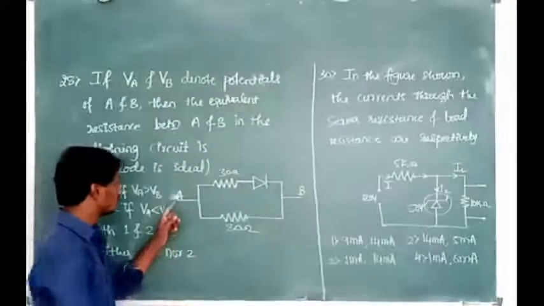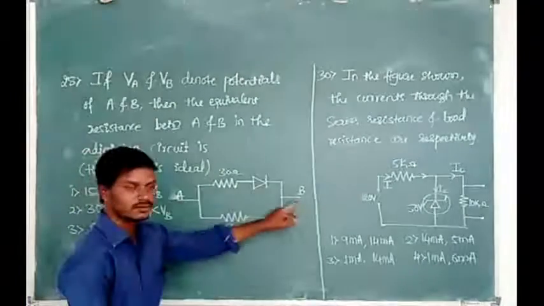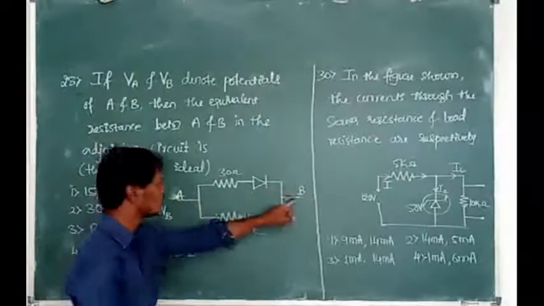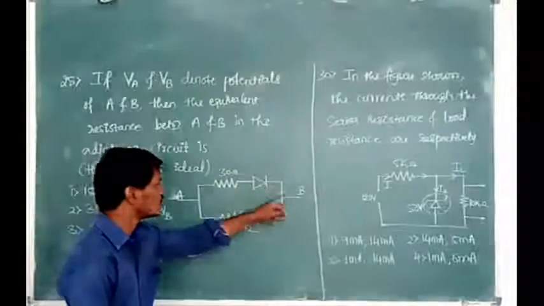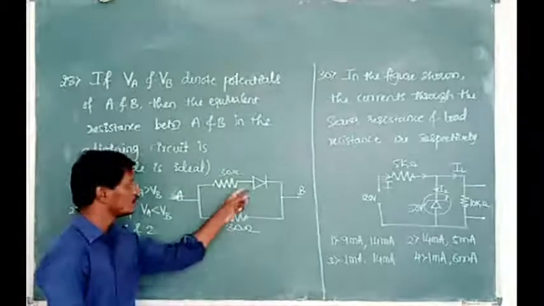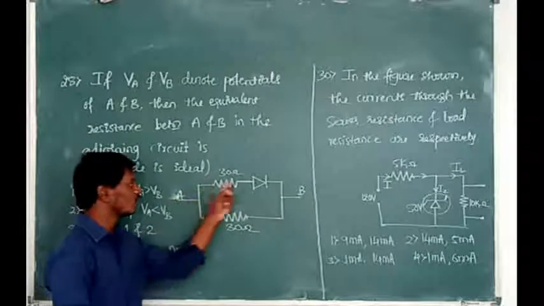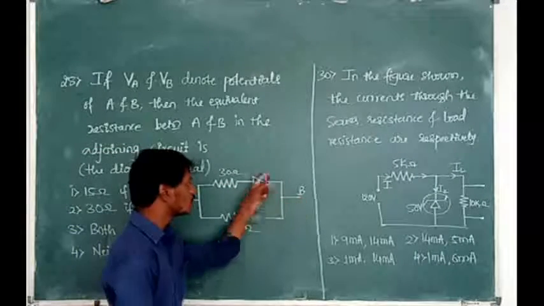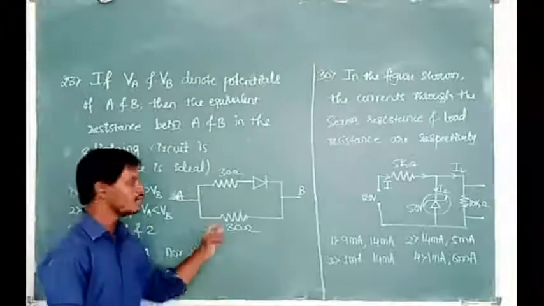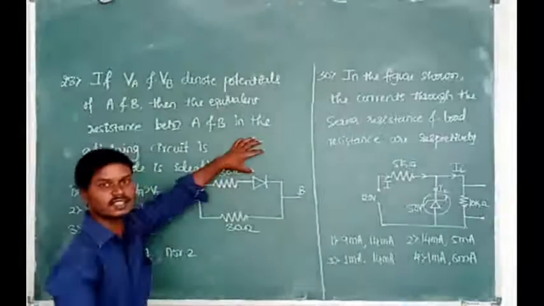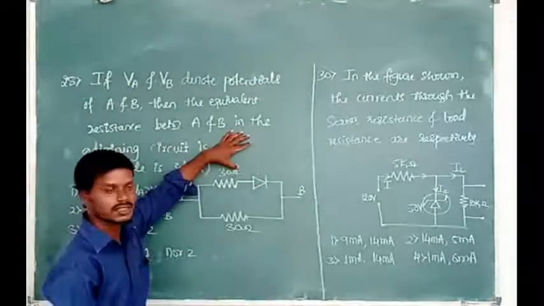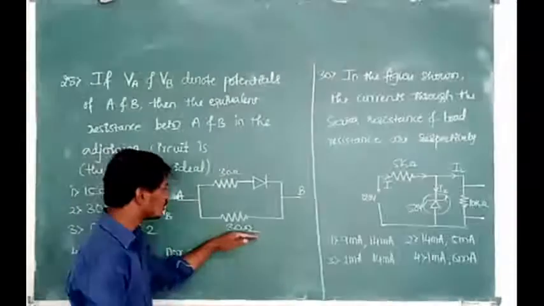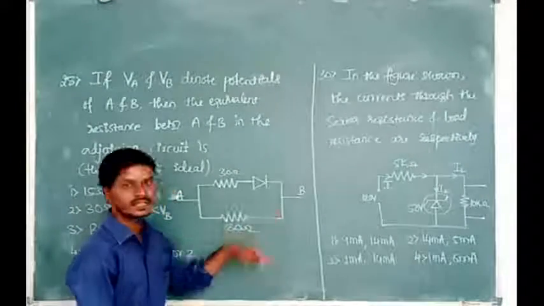See here, if VA is greater than VB, means potential at A is greater than potential at B. A is connected to P and B is connected to N. Means P is connected to high potential and N is connected to low potential. Means it is a forward bias. Whenever it is forward bias, it conducts the current. Means there is a flow of current through this 30 ohm, and there is a flow of current through this 30 ohm because there is no diode.